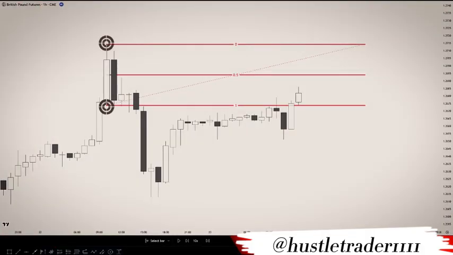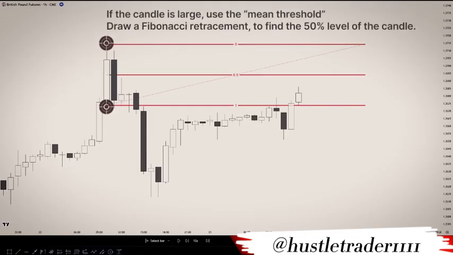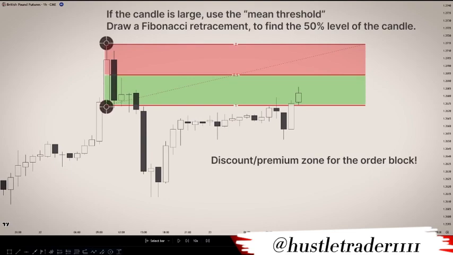Some traders use the mean threshold for identifying these zones. It's like the equator of the order block. We draw it right through the middle, at the 50% level of the candle. It's like a discount premium zone for the order block. This is where we expect the price to behave itself. If price respects this level, it's a good sign our order block is legit.